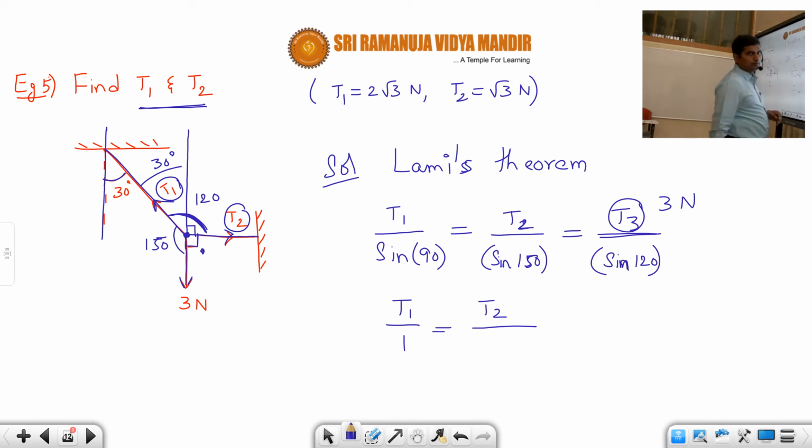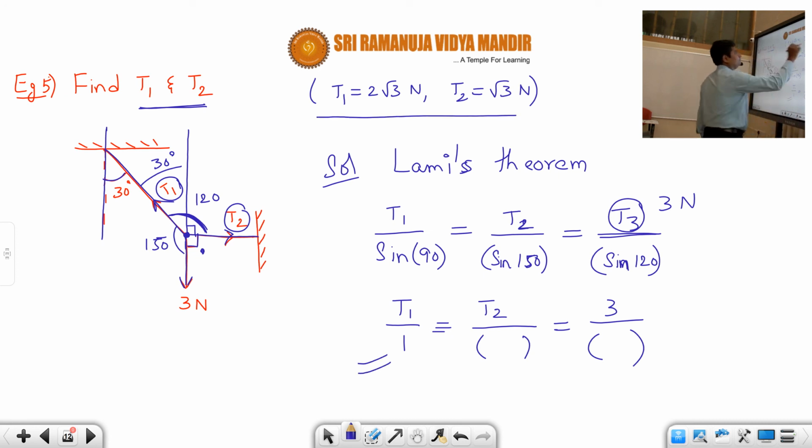Sine 150 we can write as how much, friends? Sine of 90 plus 30, or you can write it as cos also. So you can calculate that value, and then T3 is 3 by sine 120. This also you can easily calculate, and from this you will get the values of T1 and T2 as 2 root 3 and root 3 Newtons. So you can do this simple problem, students.